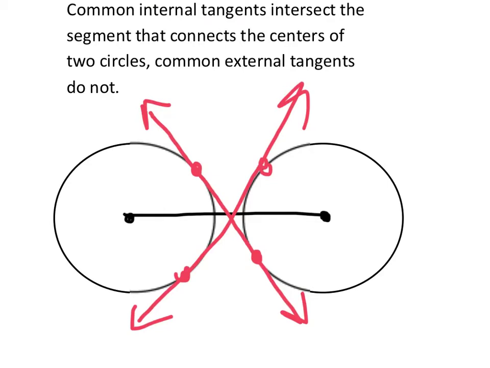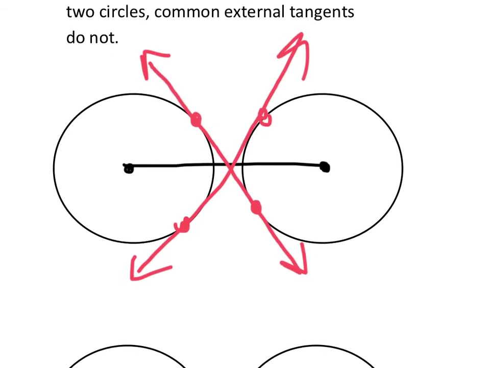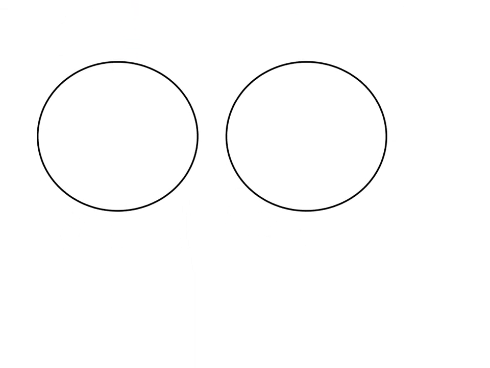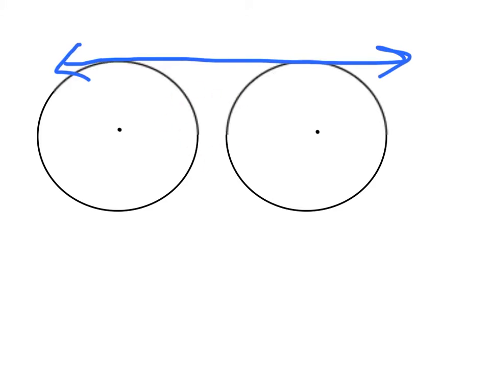Common external tangents do not intersect this black segment here. External tangents, here are my centers. External tangents are just on the outside. They don't cross through the center there. They don't cross through this region.